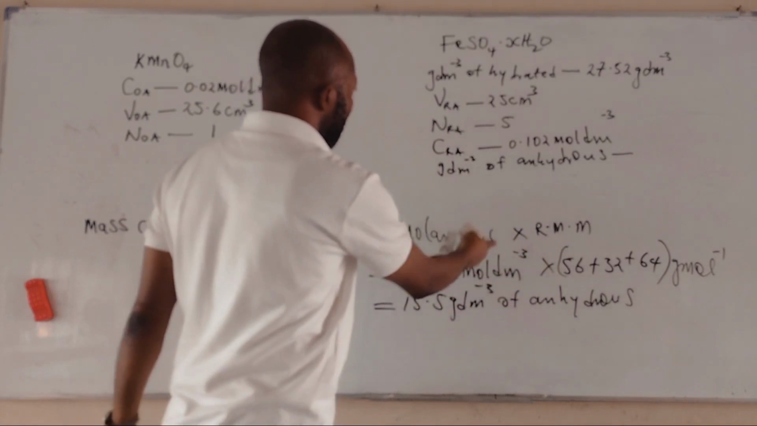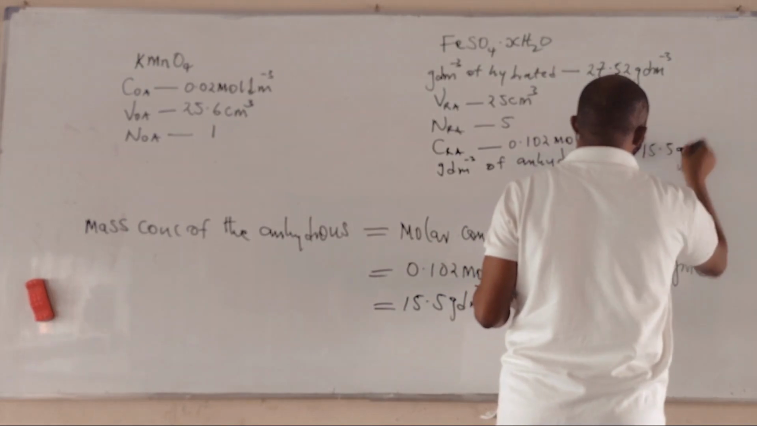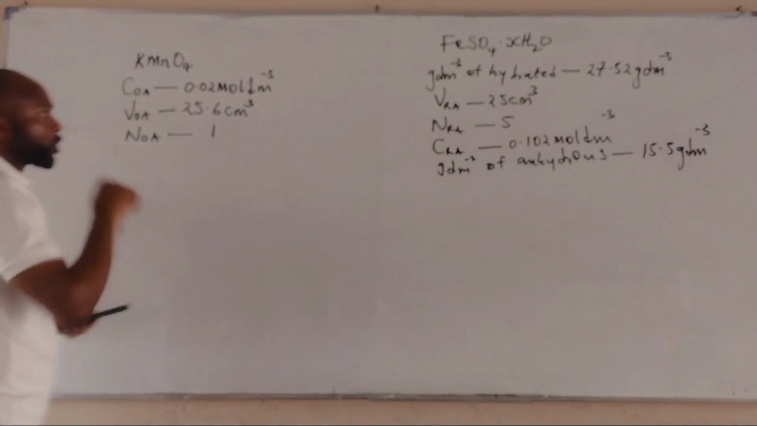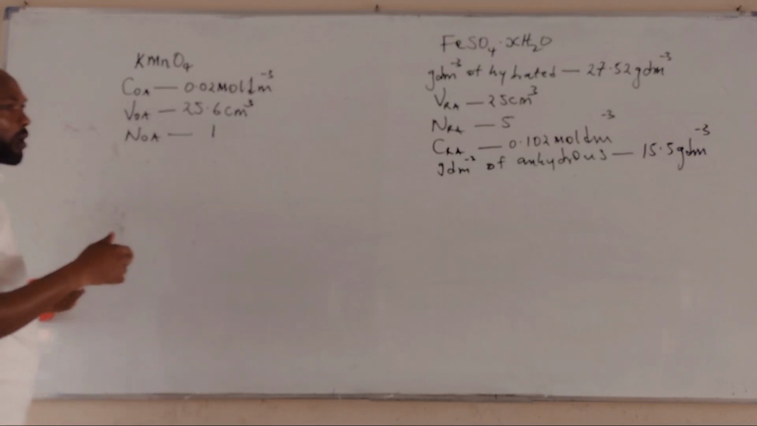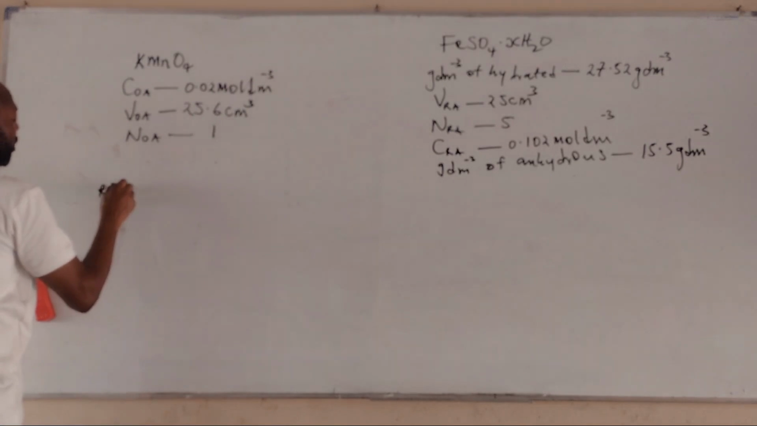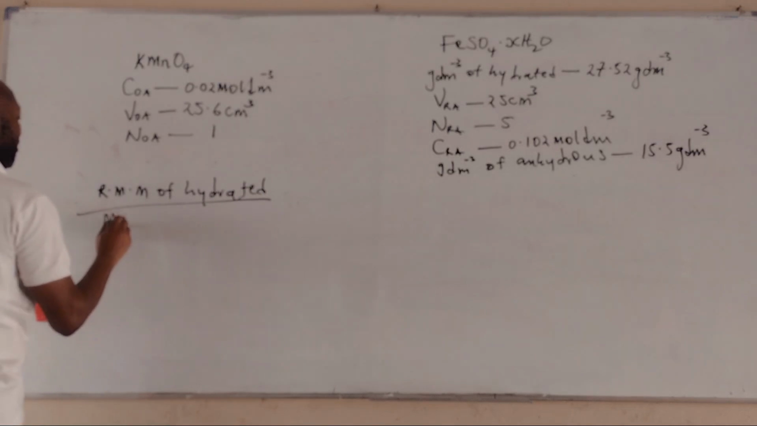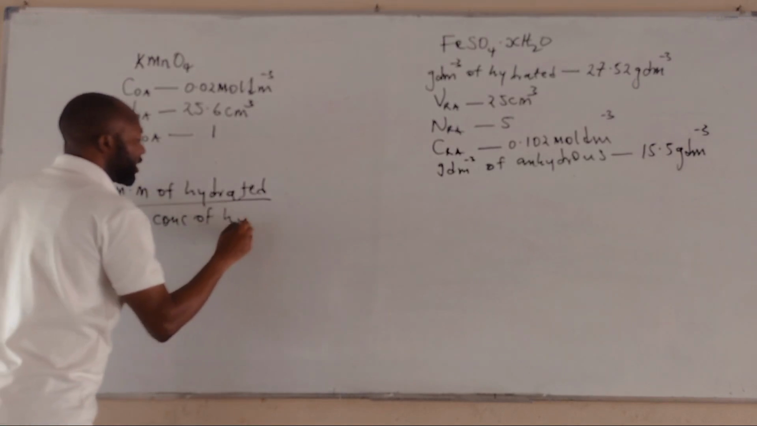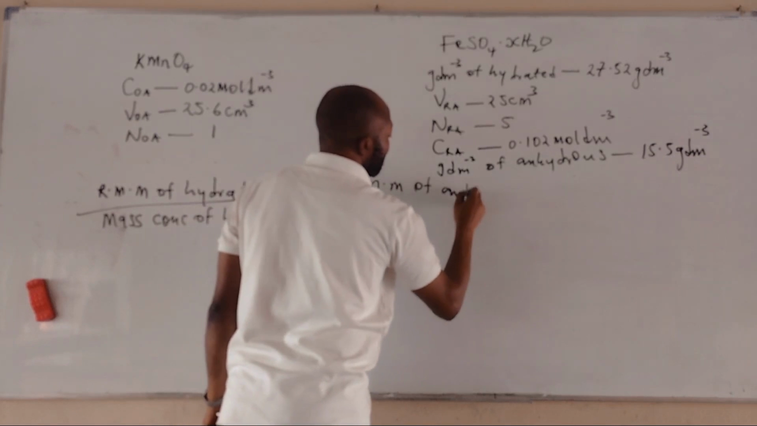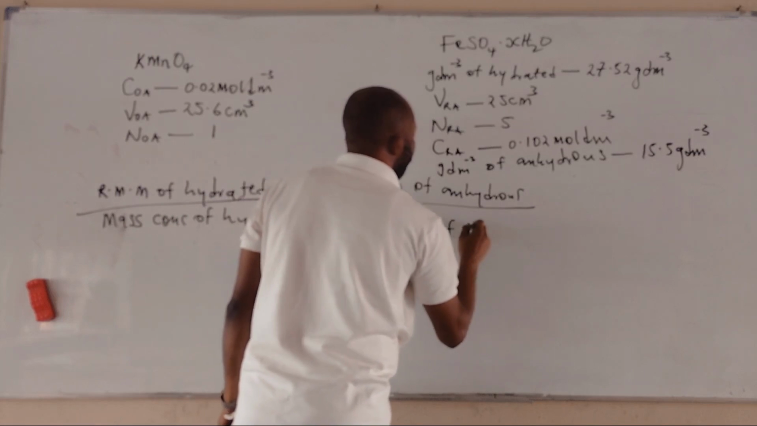I've gotten that value: the gdm cube of anhydrous is 15.5. Now, to get our X, the formula for the number of moles of water of crystallization says: relative molecular mass of hydrated over mass concentration of hydrated is equal to relative molecular mass of anhydrous over mass concentration of anhydrous.